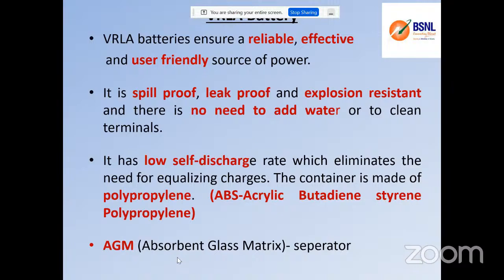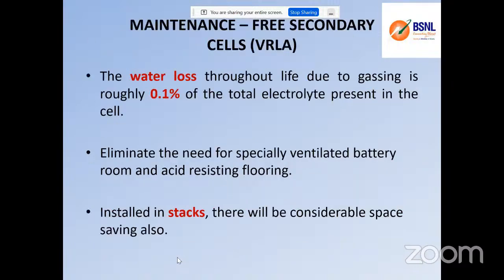This process is called oxygen recombination. So the process or technology involved in VRLA batteries is called oxygen recombination. That is why the water loss is roughly 0.1% throughout the life. So there is no need for topping up the distilled water, so that it is completely maintenance free. We used to say that VRLA batteries are nothing but maintenance free. You no need to take care of anything. You have to just clean and see.